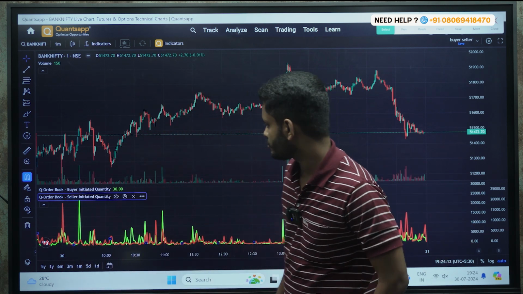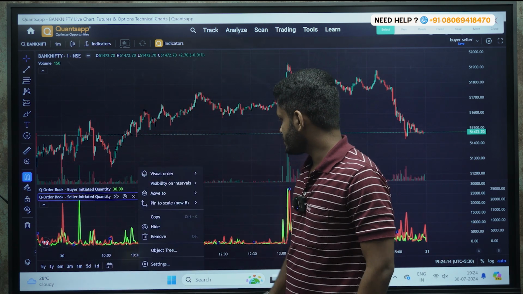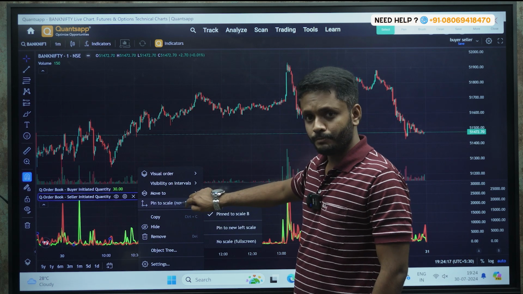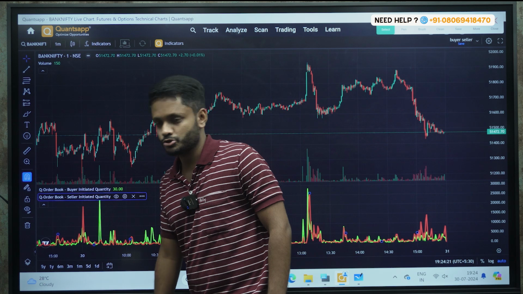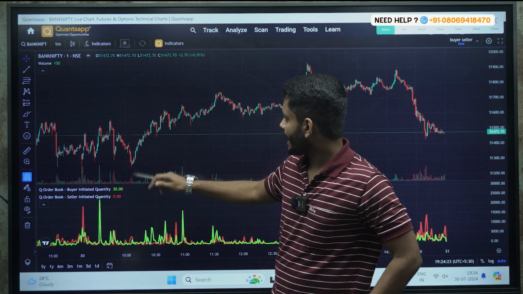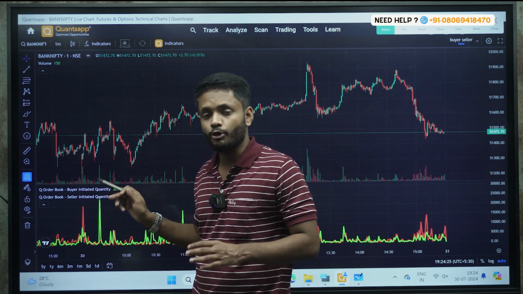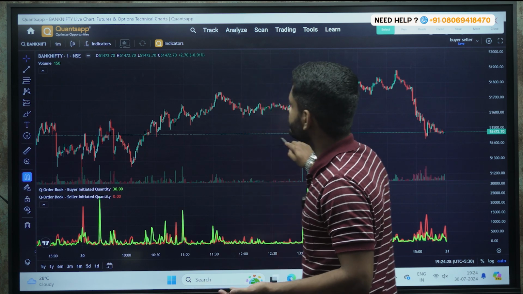So for that, what you are supposed to do is again click on these three dots, pin to scale. Now B is mentioned, just click on pin to scale A. So the scales got merged. So now here you can check at every candle, like at every minute, how many quantities are being executed, correct?